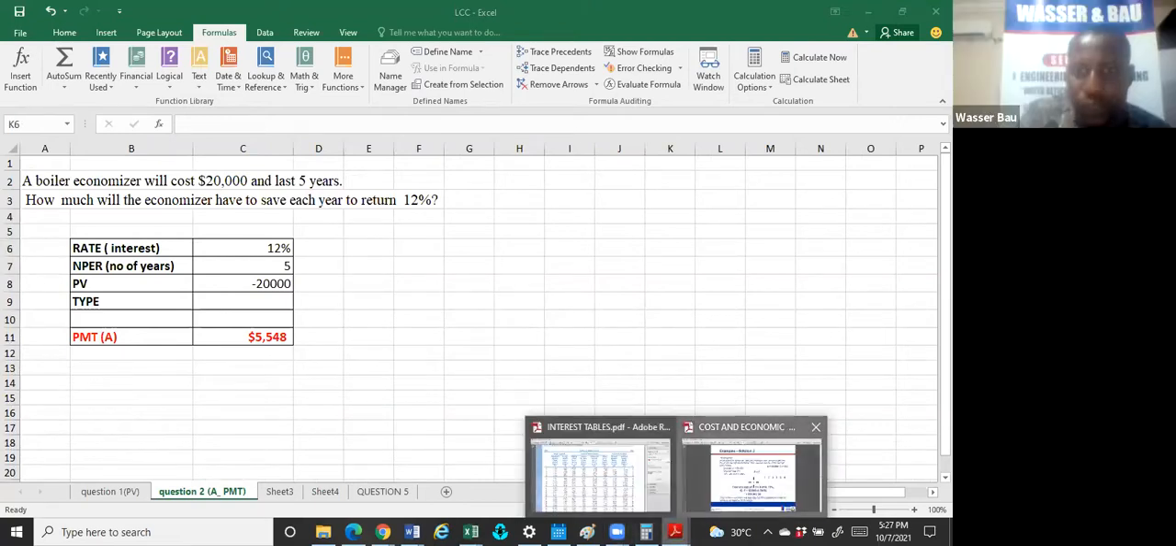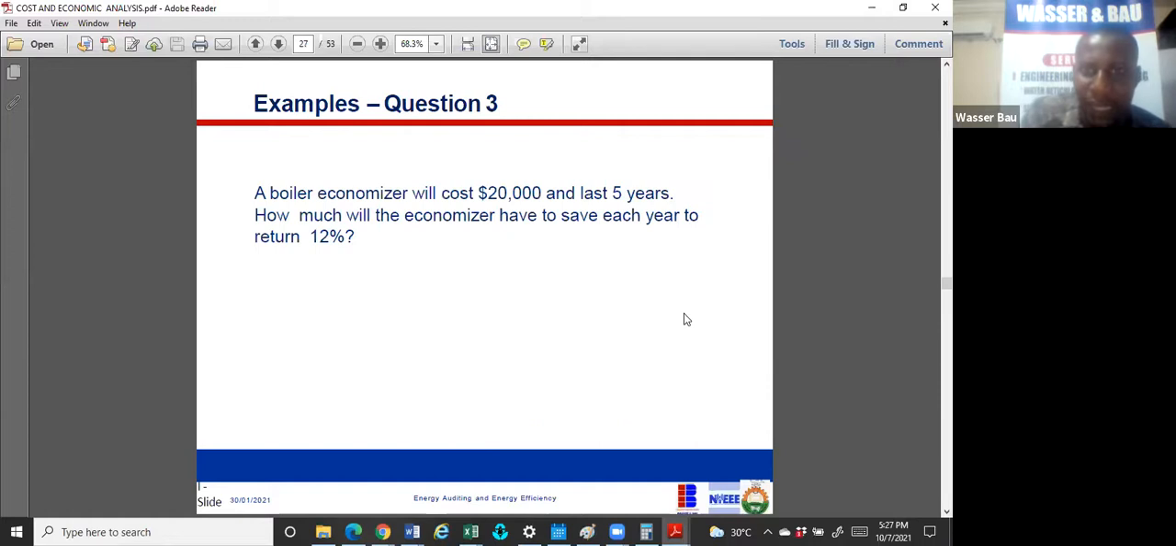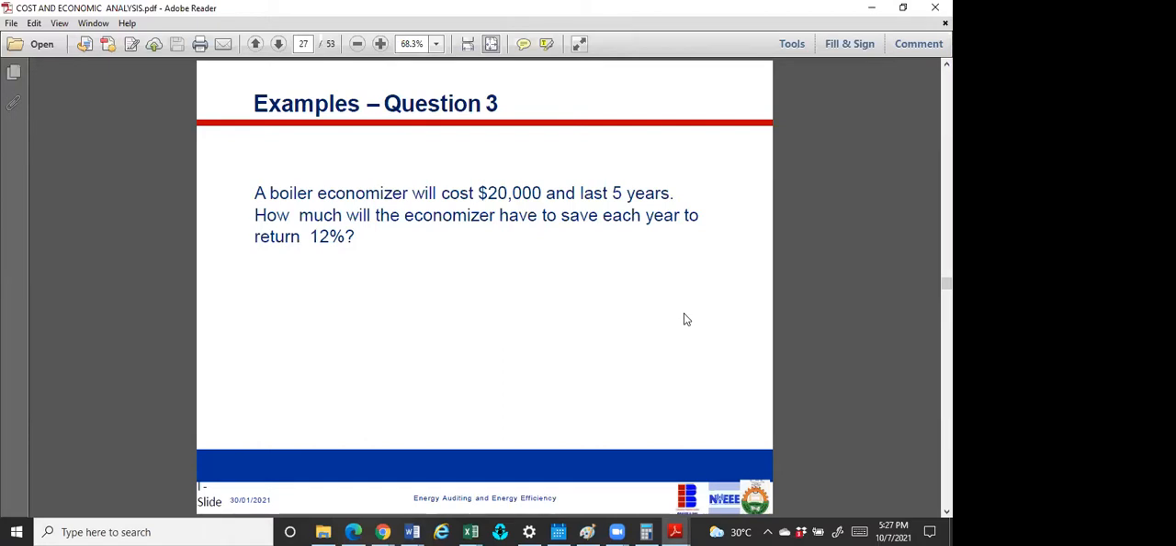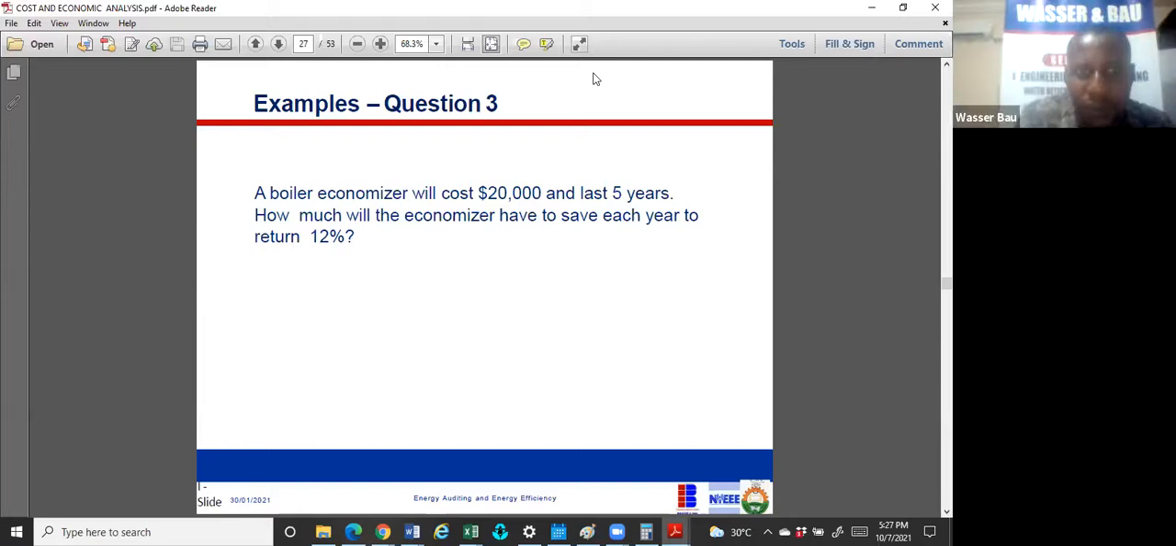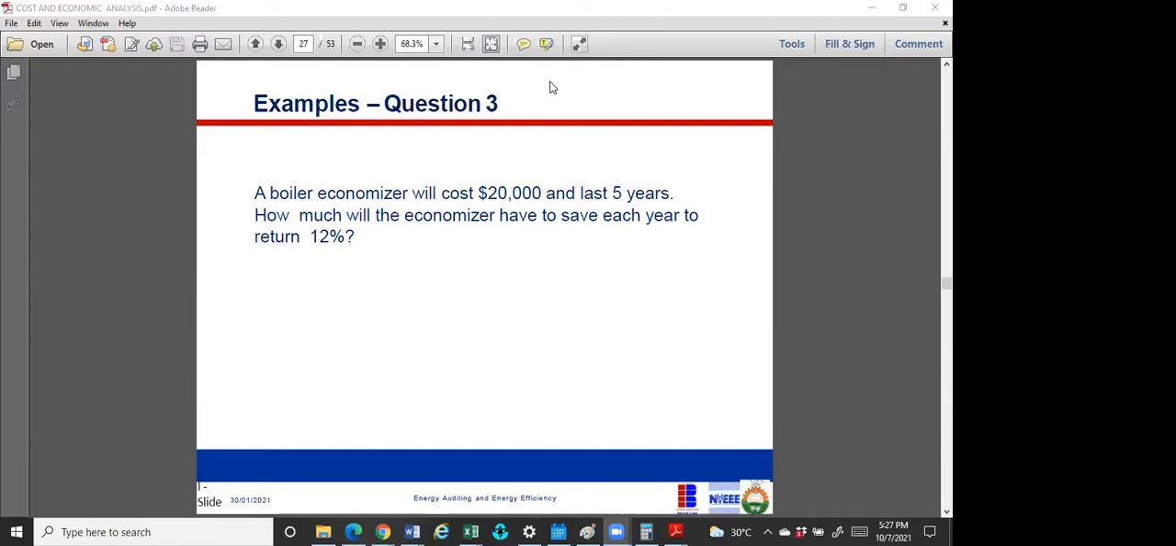Which is the last question. So look at this last question very well again. It says we have the P, we have the words, years, we have the percent. So what are we looking for here, gentlemen and ladies? What are we looking for? We're looking for the annuity. What's another word for it? Savings, annual savings.